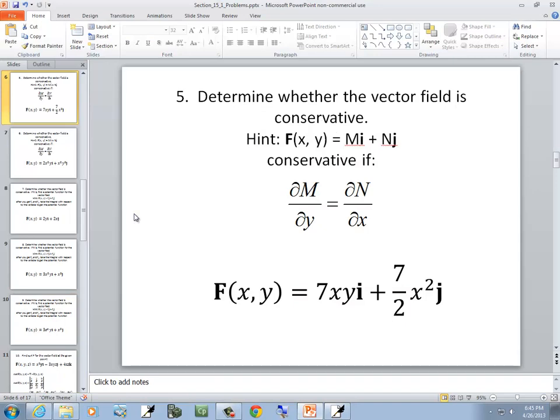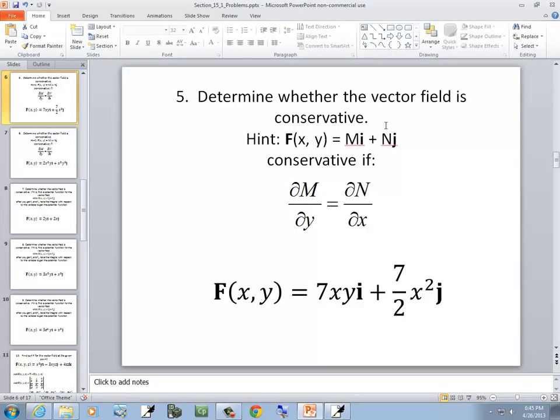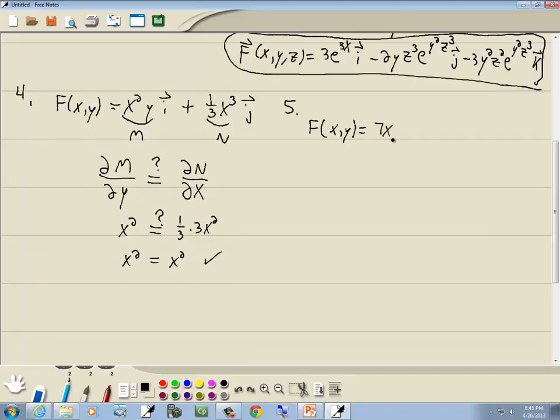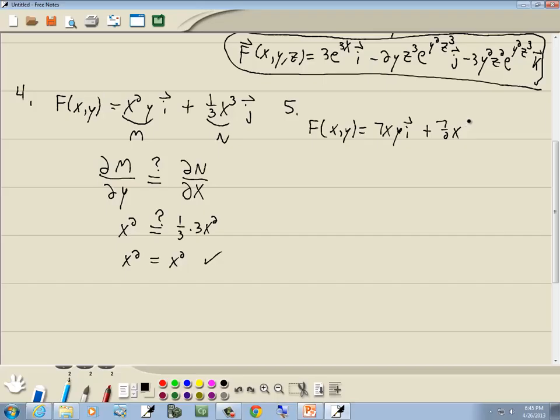Let's take a look at another one of those. We've got f of xy is equal to 7xy i plus 7/2 x squared j. Now again, what's before our i is our m, and what's before our j is our n.